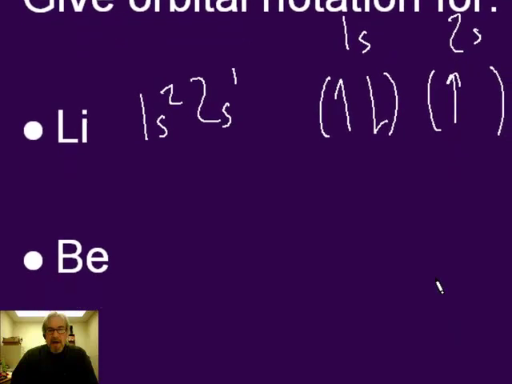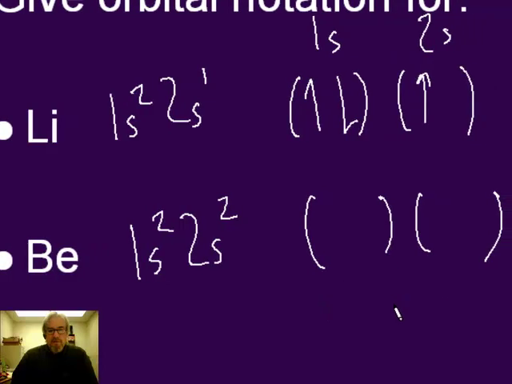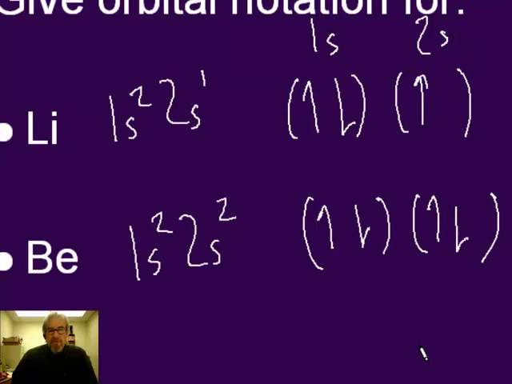Beryllium was 1s2, 2s2. So again, I have only those two sublevels, 1s and 2s. But now they're both full, so I have spin up and spin down electrons in both of the orbitals.